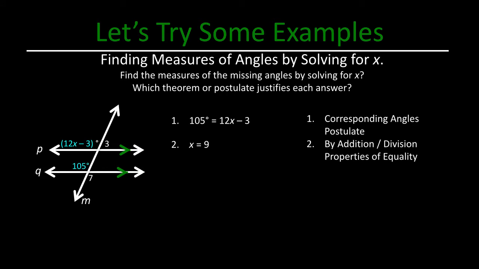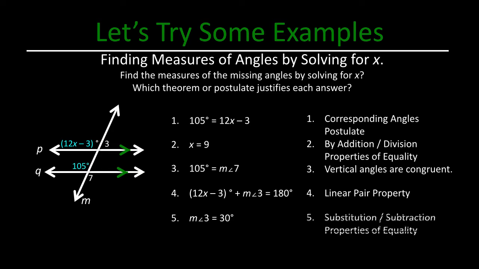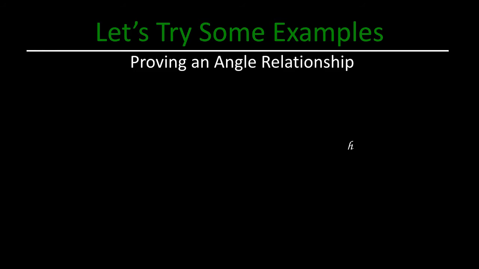Looking at angle 7, I know they're vertical angles, and vertical angles are congruent, so 105 degrees is equal to angle 7, again by vertical angles are congruent. Lastly, I want to find angle 3. I know angle 3 is supplementary to the 12x minus 3, which is also 105 degrees. So I'll set up my equation for that, and by the definition of supplementary angles, I was able to set it equal to 180 degrees. By substitution and the subtraction property of equality, I get the measure of angle 3 is equal to 75 degrees.